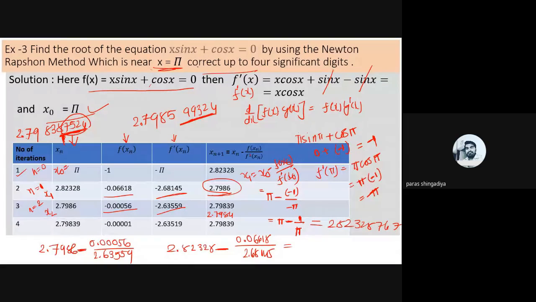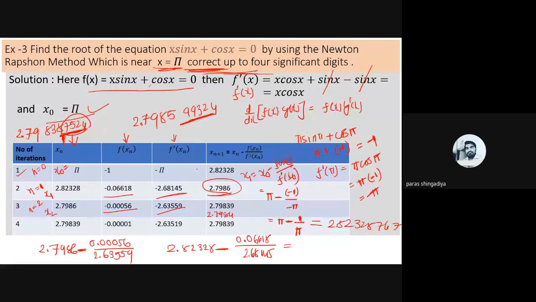Here is one form, the actual form given, correct up to 4 significant digits. So what is the meaning of correct up to 4 significant digits? We'll consider the 4 digits after the decimal, and we'll check that 2 consecutive iterations should be the same, correct up to 4 decimal places, which means correct up to 4 significant digits.